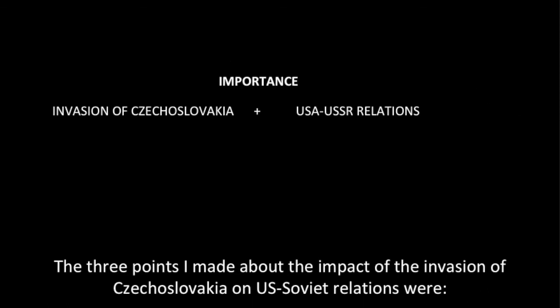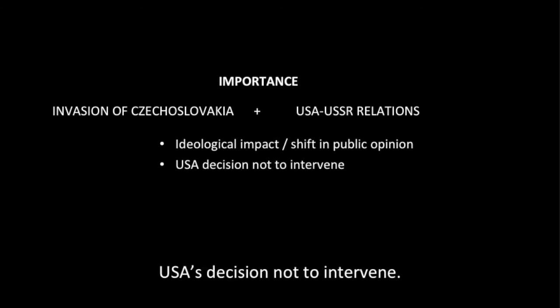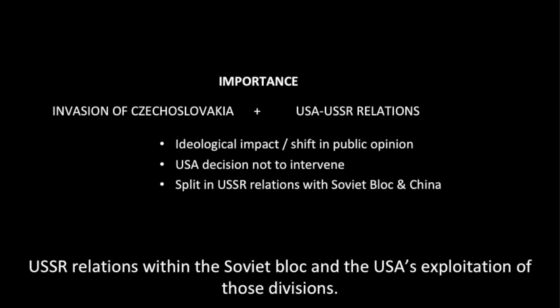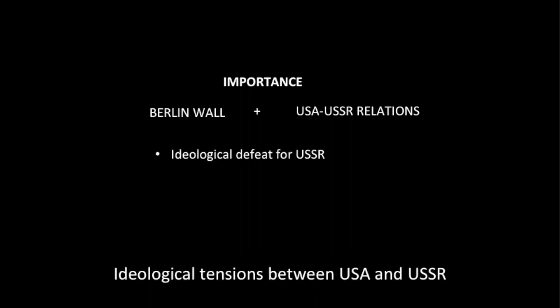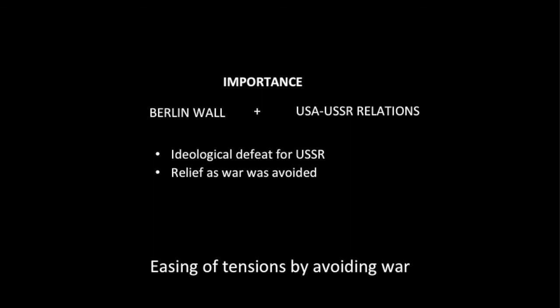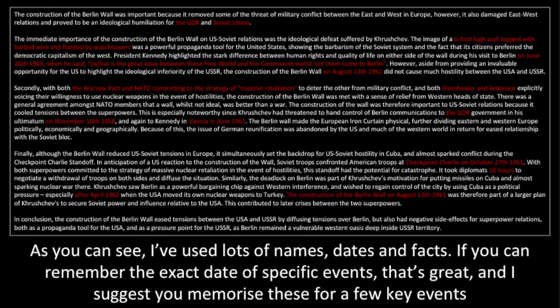The 3 points I made about the impact of the invasion of Czechoslovakia on US-Soviet relations were the ideological impact and shift in public opinion towards the USSR, USA's decision not to intervene, and USSR relations with the Soviet bloc and the USA's exploitation of these divisions. My answer on the Berlin Wall followed a similar structure. My points were ideological tensions between USA and USSR, easing of tensions by avoiding war, and contribution of the Berlin question to other major crises. As you can see, I've used lots of names, dates, and facts.